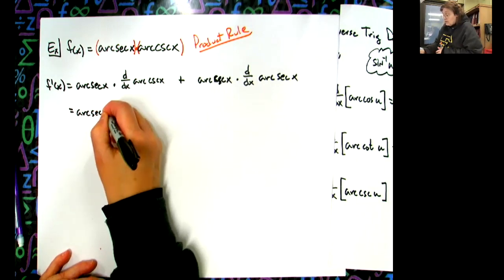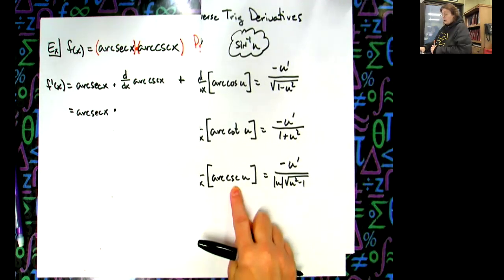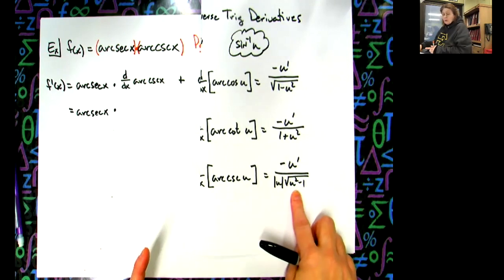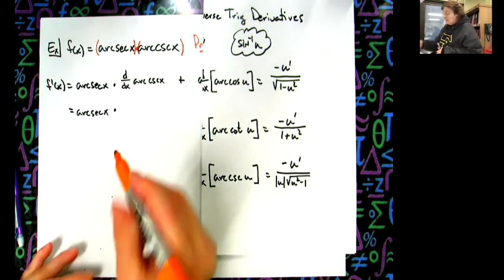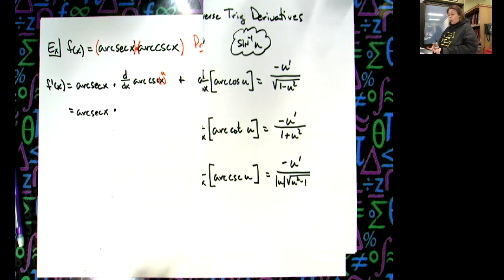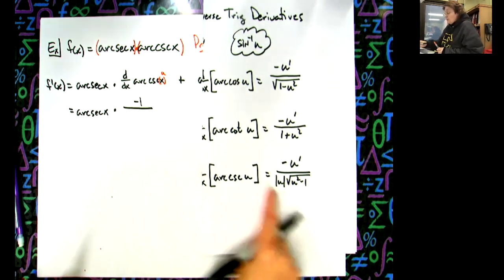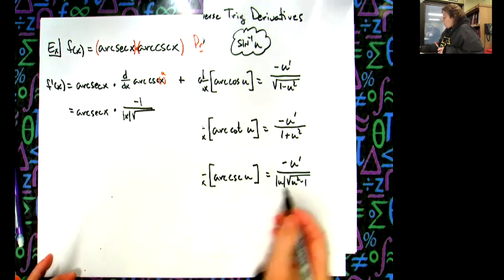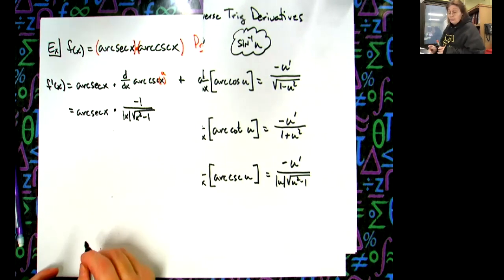So arc secant x, inverse of secant x. Now I'm going to pull my derivative sheet up over here. Negative u prime all over absolute value of u square root u squared minus 1. This one is going to be kind of easy in the sense that there's my u, right? So derivative of x is just 1. So my numerator is going to be a -1, over absolute value of my u, so absolute value of an x, and then square root of, plug x in here, so x squared minus 1. So that derivative is not too bad.